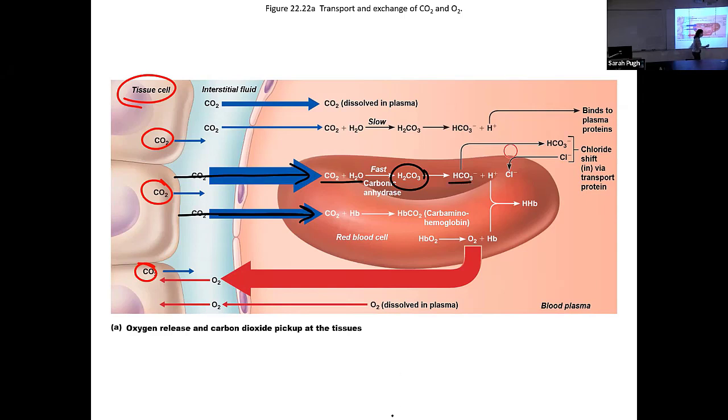That's going to act as a blood buffer, but we got to get it out of this red blood cell and into the blood plasma. So you can see it's going to leave the red blood cell. Now it's in the plasma, and that's how we carry it. And it helps to buffer our blood.